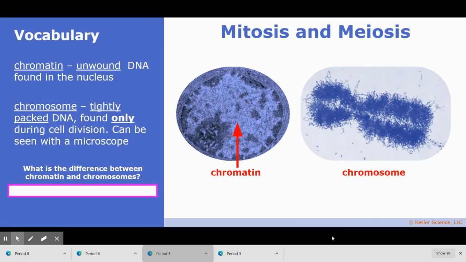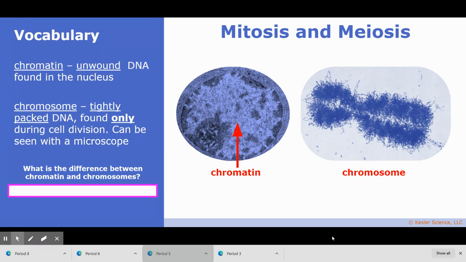All right, here's some more vocabulary. If we look at the two pictures, we're looking at the same DNA, but it's just in a different form. One of them is called chromatin, where it's unwound DNA. It's still found in the nucleus. And the other one is chromosomes, which is tightly packed DNA, and it's found only during cell division. You can actually see it with a microscope.